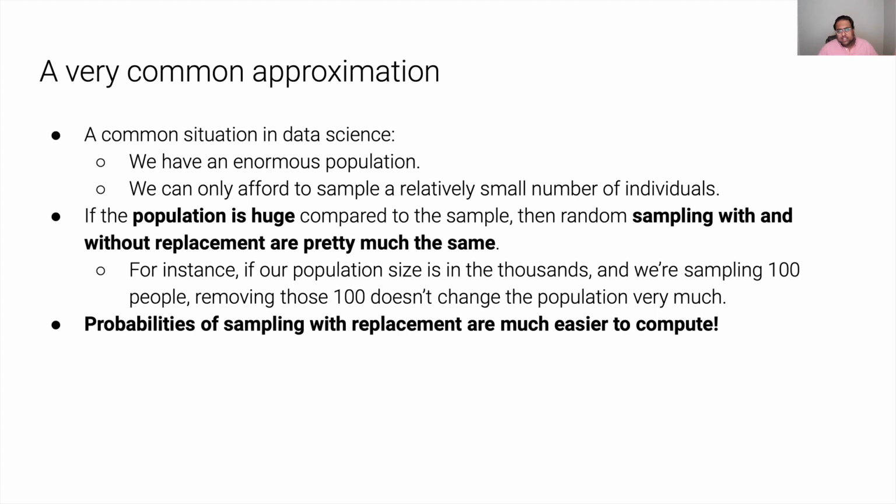And so you might be wondering, why is that? Well, consider a scenario where our population has 100,000 people and our sample is of size 100. Removing 100 people from a group of 100,000 people doesn't really change what the landscape of our population looks like. And so the fact that we're sampling without replacement and removing people from the population doesn't really matter that much when we're not removing that many people compared to the larger size of the population. And probabilities for samples with replacement are much easier to compute. So we will often be working in this setting where we are computing probabilities when we are sampling with replacement, and that's an approximation of what the real world might look like.